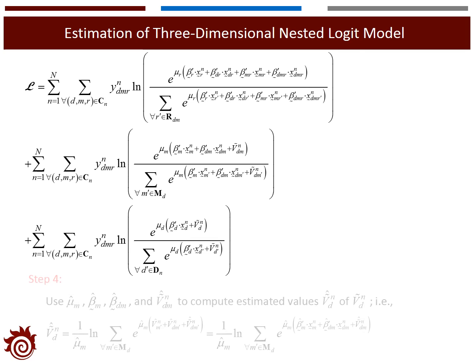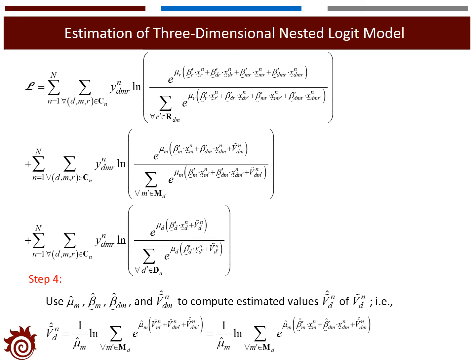In the fourth step, we will apply mu_M hat, beta_M hat, beta_DM hat, and the estimated log sum term V_DM,n to compute the second log sum term, that is V_D,n hat. The estimation of V_D,n hat can be completed by this equation. We have all the values estimated from the previous steps.